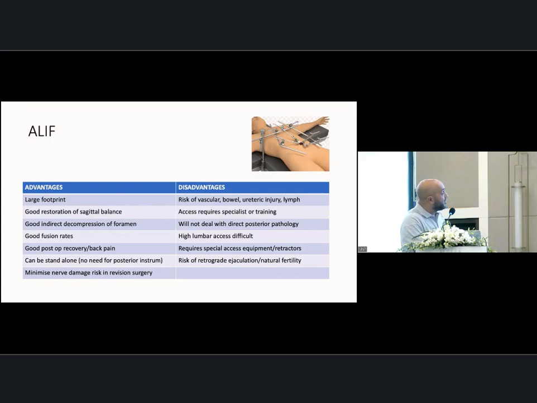You can also restore the sagittal balance. If I remember the picture before with a lady like this, if you get in from the front and open up the anterior longitudinal ligament and you put in a big cage, you can correct them more.